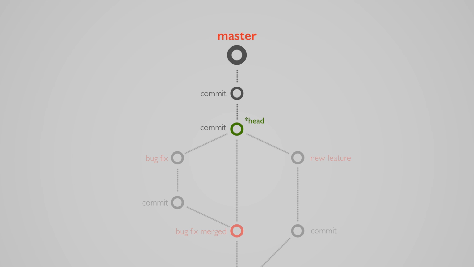So, doing a git checkout new feature will bring the head to the new feature branch. If we want to move back to the master branch, we can do a git checkout master. If we want to see our code in a previous commit, we can do a git checkout and then the commit hash. So let's go back in our code.